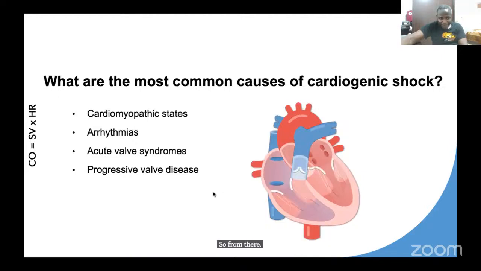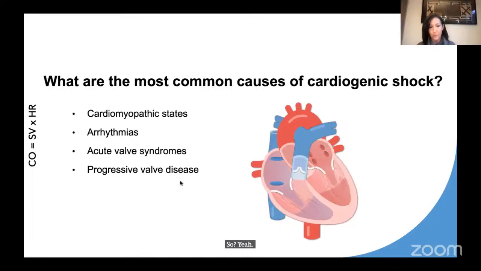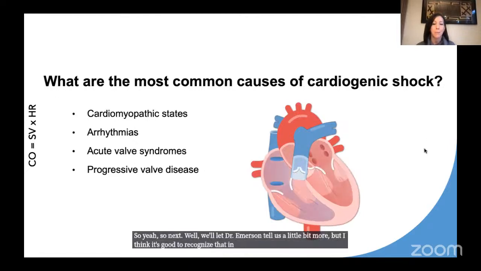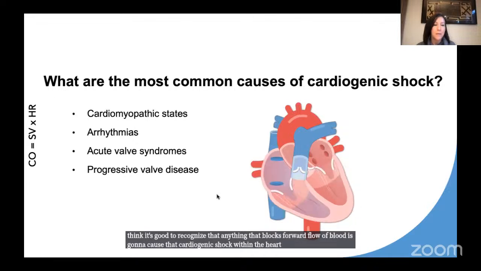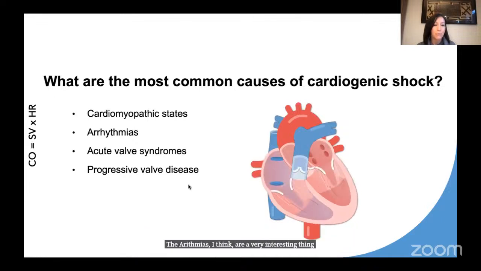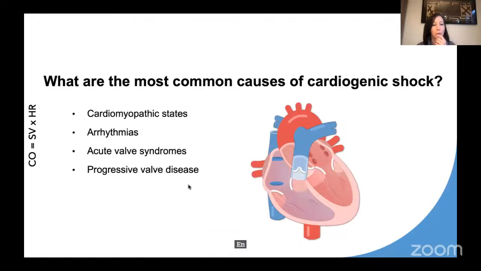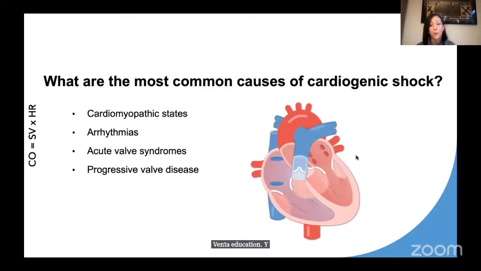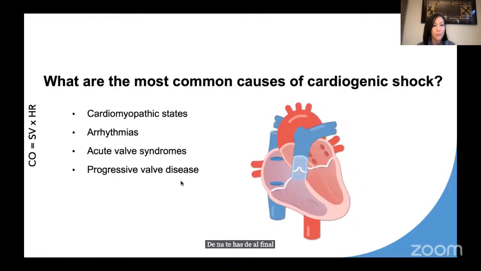So next we'll let Dr. Emerson tell us a little bit more, but I think it's good to recognize that anything that blocks forward flow of blood is going to cause cardiogenic shock. The arrhythmias, I think, are a very interesting thing for people to recognize, going back to the equation for cardiac output, because it's the stroke volume times the heart rate. So if you have a dysrhythmia where the heart is unable to fill because it's too fast or uncoordinated, then that definitely will drop the cardiac output.